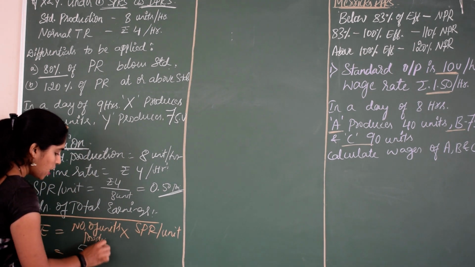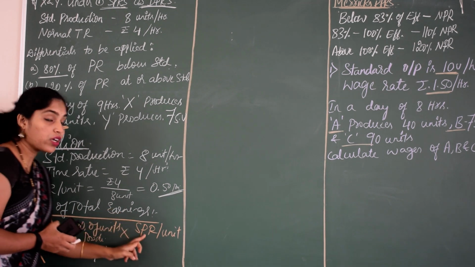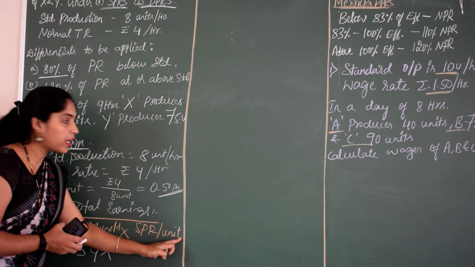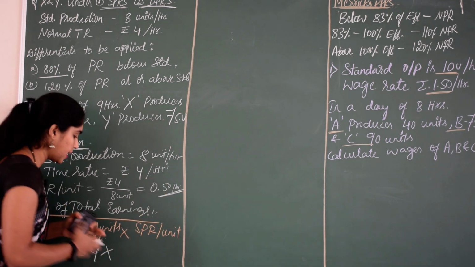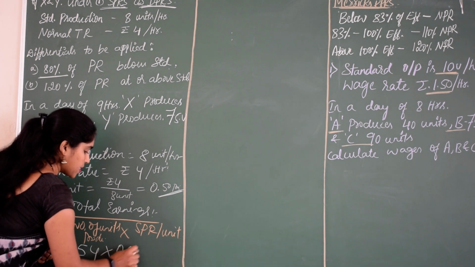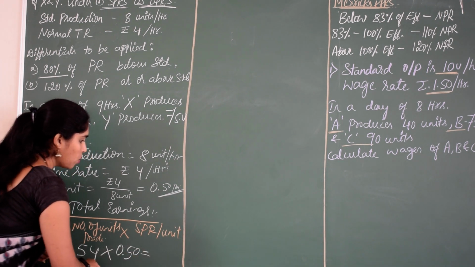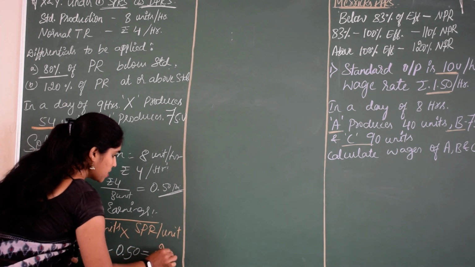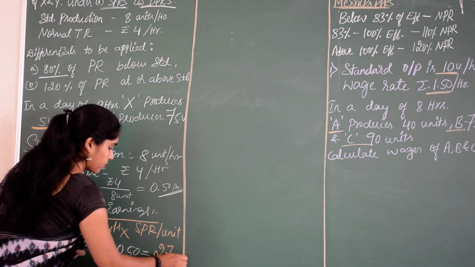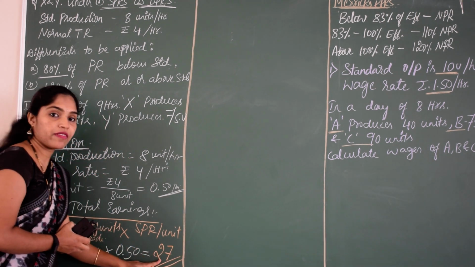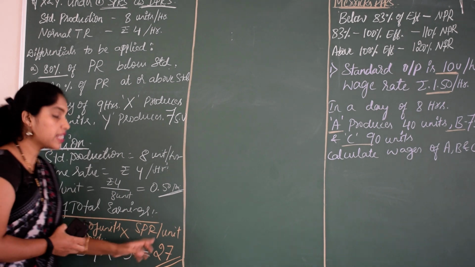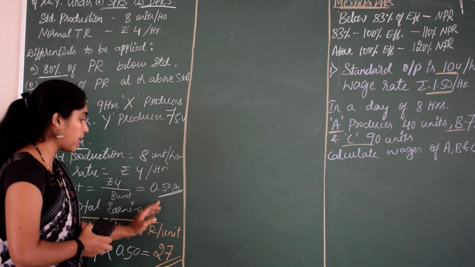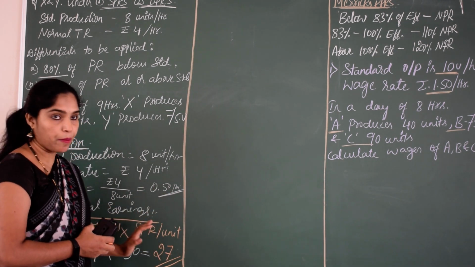X produces 54 units. And what is the straight piece rate per unit that we have already calculated here? That is 50 paise. So, if you multiply these two, you are going to get rupees 27. So, this 27 is the total earnings earned by Mr. A under straight piece rate method.